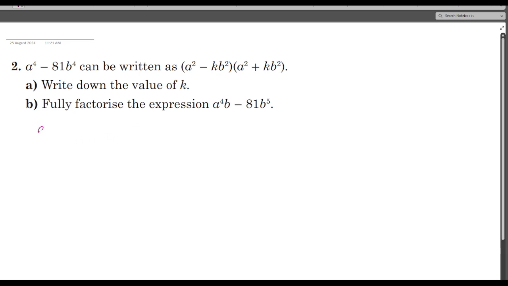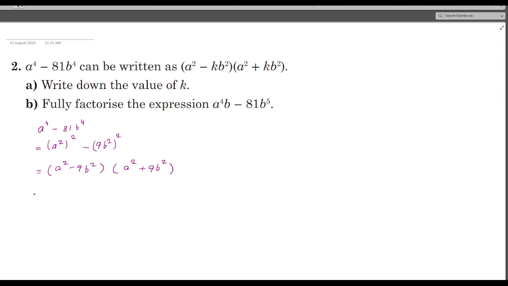Okay, so here a power 4 minus 81 b power 4. If you observe it, you can say that a power 4 can be written as a square the whole square, and 81 b power 4 can be written as 9b square the whole square. Now it is in the form of a square minus b square, and therefore you can factorize this as a square minus 9 times b square into a square plus 9 times b square. So if you compare, the value of k will be 9.